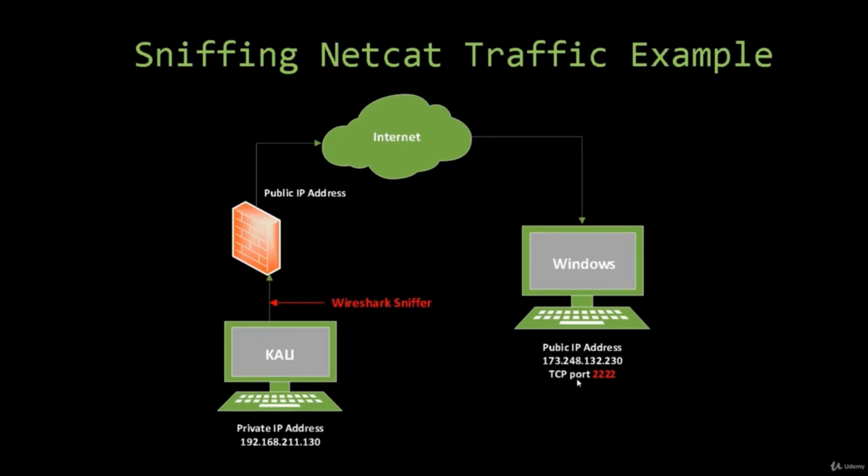From our Kali machine, we will connect using our previous example, Netcat, and we will use the previous example of texting, the chatting between the client and the server. Then we will fetch the traffic, analyze it, and see what happened.